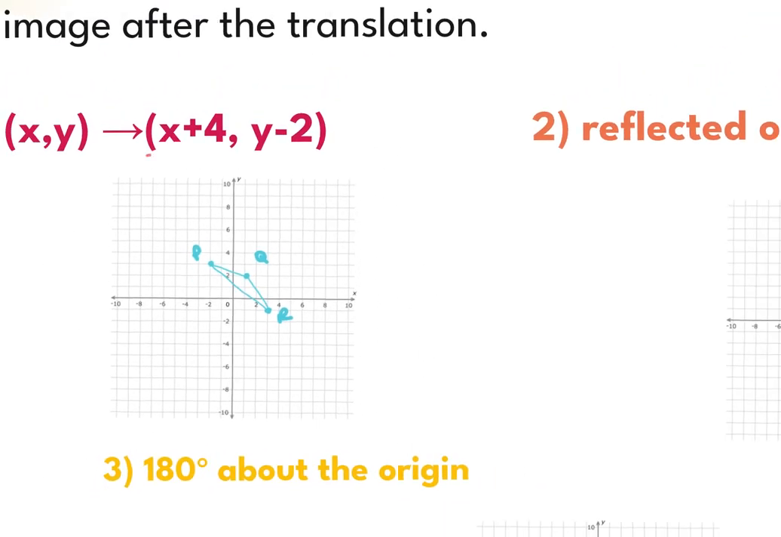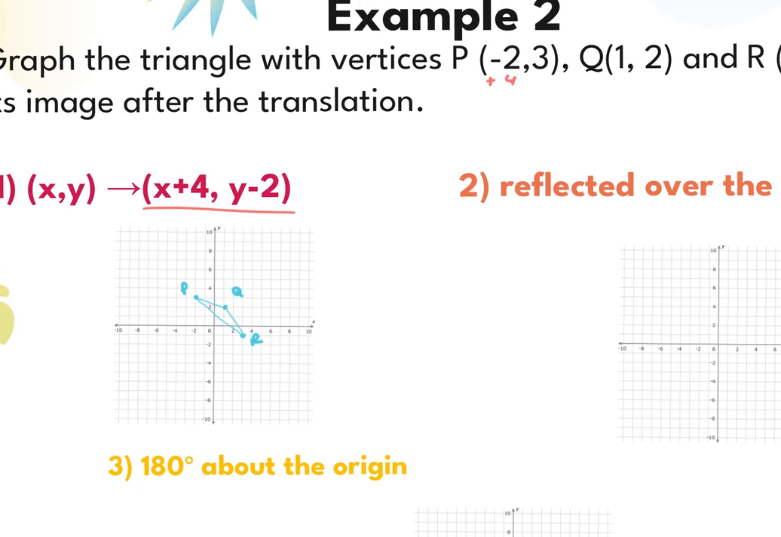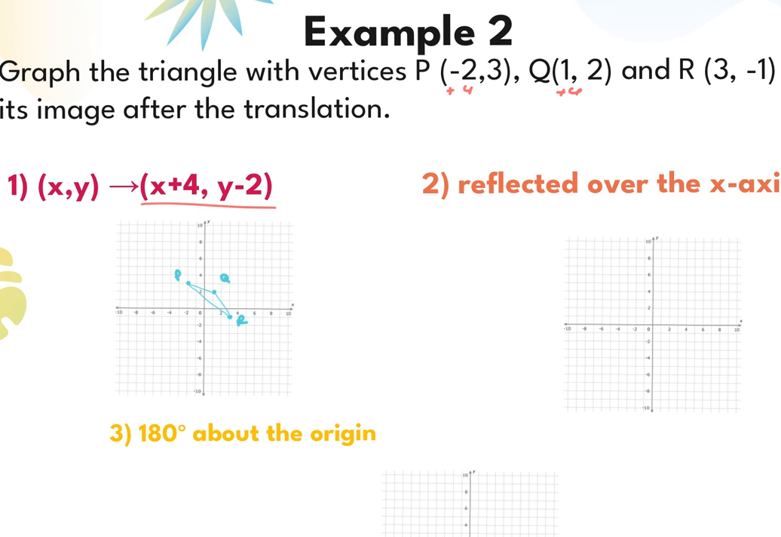And then for this one, it's a translation. You want to move each of your x's to the right 4. So you can either take these and add them and get the new x values. So that would be 2, P prime, Q would be 5, and R would be 7. And then the y, you would subtract 2 each time. And so my y's would be 1, 0, and -3.